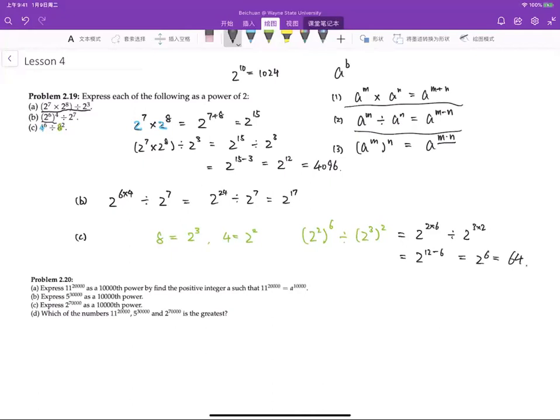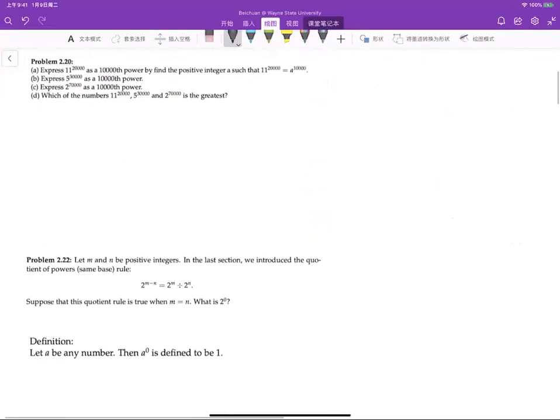All right, so then let's look at the next question, 2.20. So express 11 to the 20,000th as 10,000th power by using the property. So basically we want to change the base. In this case, we want to find a base A such that A to the 10,000th equals 11 to the 20,000th.